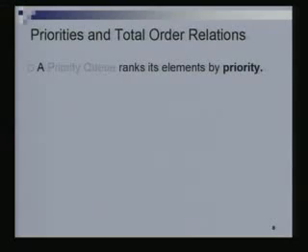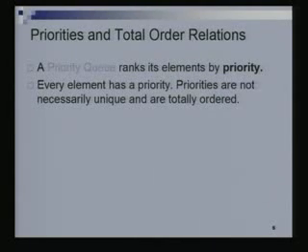So, one thing that we require on the priorities is a total order, and let me come to that. Recall a priority queue ranks its elements by priority. Every element has a priority. Priorities need not necessarily be unique, but they are totally ordered. That is, given two priorities, I can compare them. I can decide whether one is smaller than the other or larger than the other, or they are both equal.